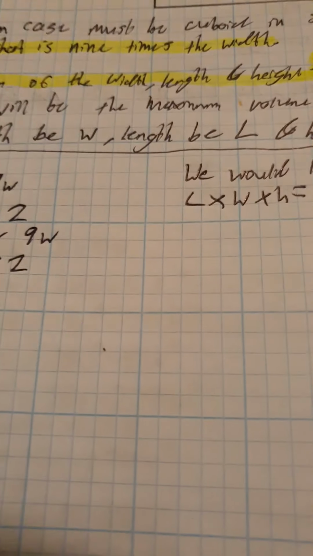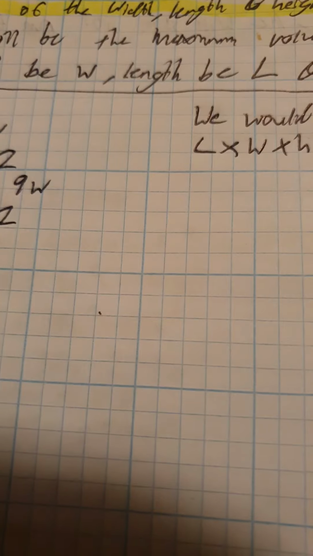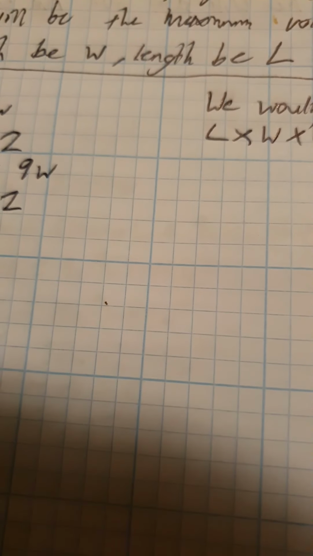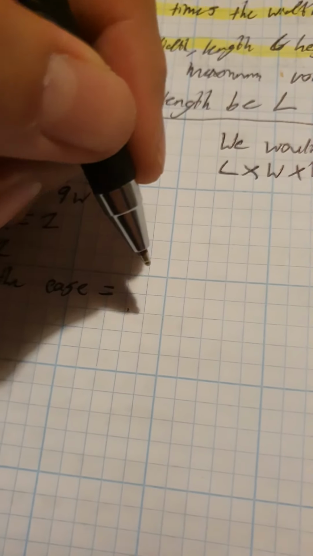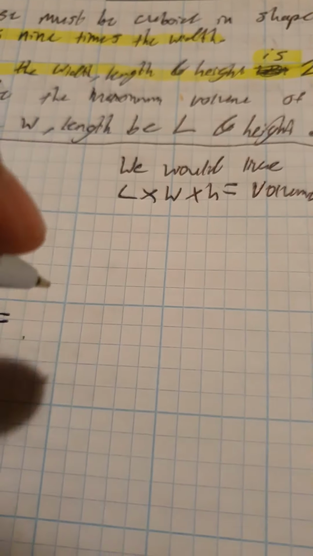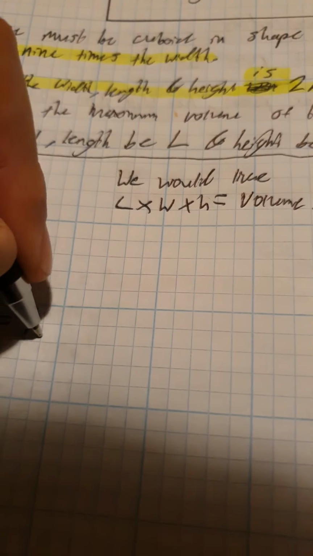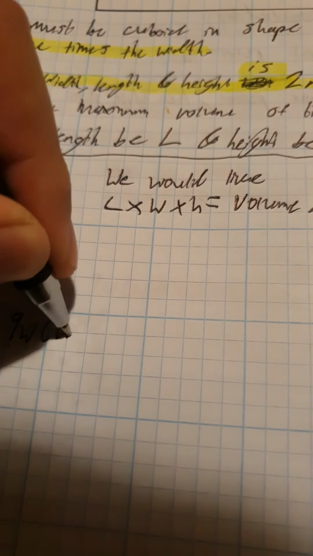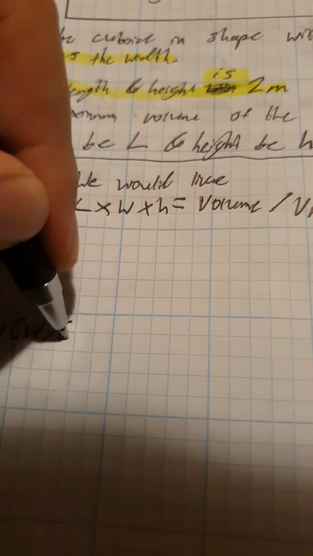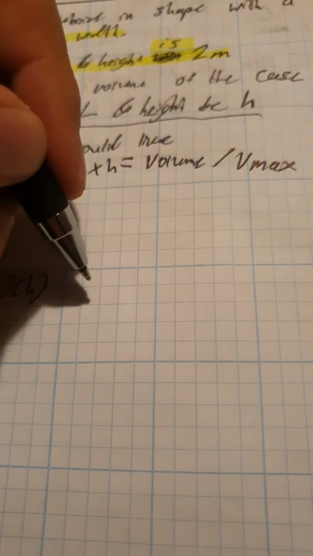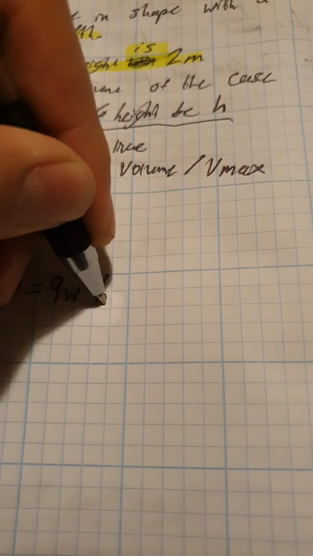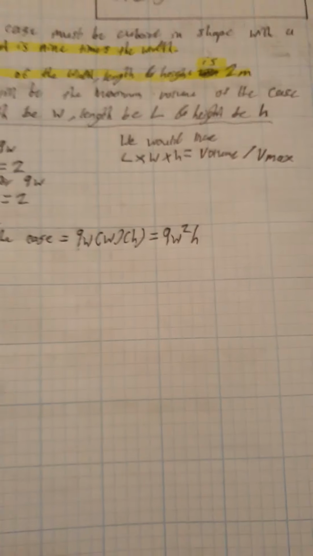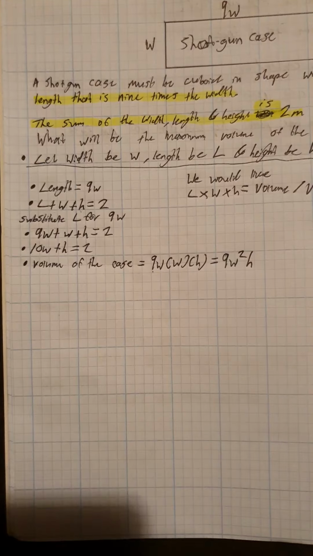So the volume of the case equals L times W times H. So let's substitute in L, 9W, the width, and then the height, which will give us 9W squared times H. See? Nice and good maths. So hopefully you understand what I'm doing.